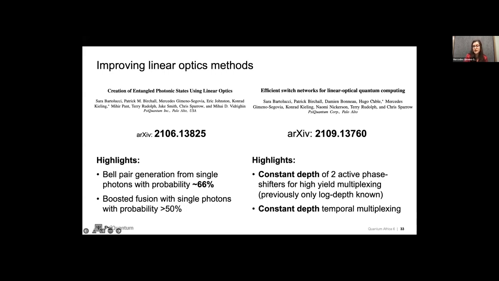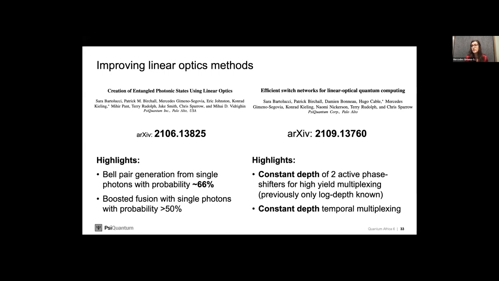And we also looked at efficient switch networks for linear optical quantum computing. So this means the element that allows you to select, out of all of those options that you have successfully generated, the one that you want to operate on at the next step.